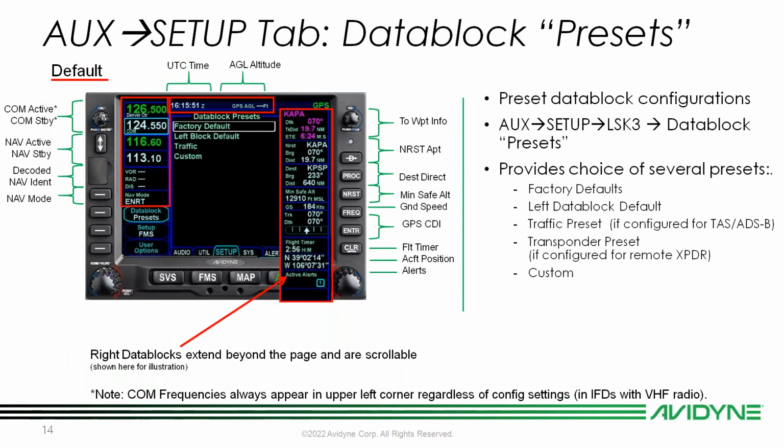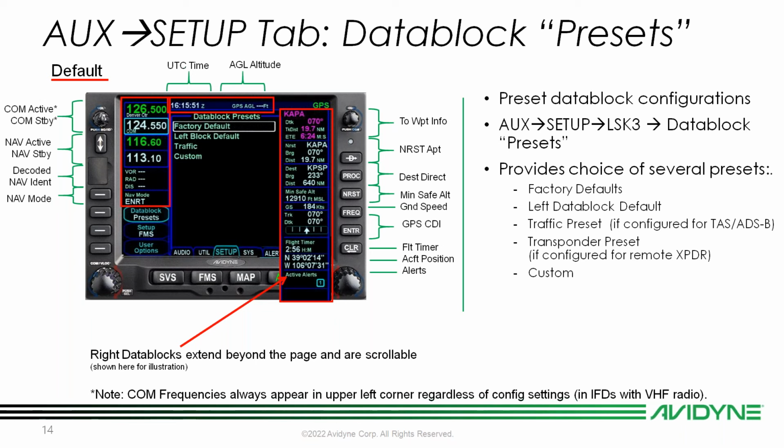So if we get to our default preset, our factory default, this is what you're going to see every time when you get a new IFD or if it comes out of the factory. This is the factory default. Okay, we can see on the left side we've got our COM active and our COM standby, our nav active and standby. We do have a decoded nav identifier or VLOC identifier, and then our nav mode tells us what mode that the IFD is currently in. On the top, the left is UTC time, and then AGL altitude as the default data block there.